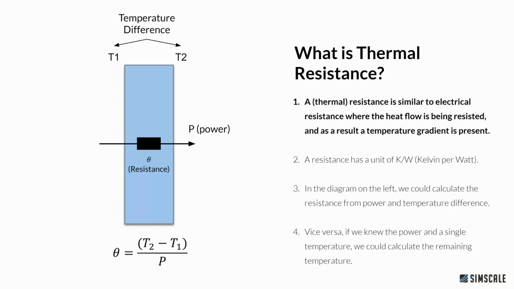So the unit is Kelvin per watt, and a thermal resistance is similar to electrical resistance, where the heat flow is being restricted, and as a result the temperature gradient is present. So that is kind of an analogy to voltage, potential difference, and resistance. It's a very good way of thinking about it. But when we're actually talking about components, so electrical components, we have a more complicated system to think about.